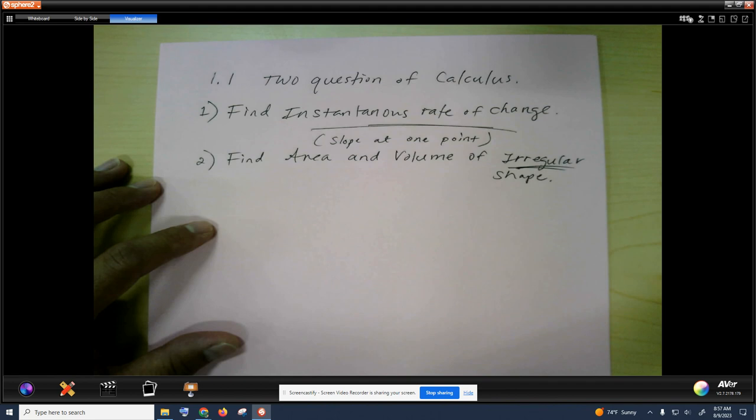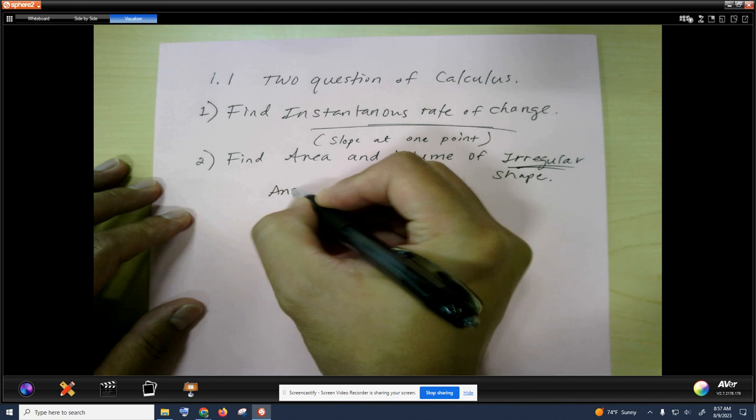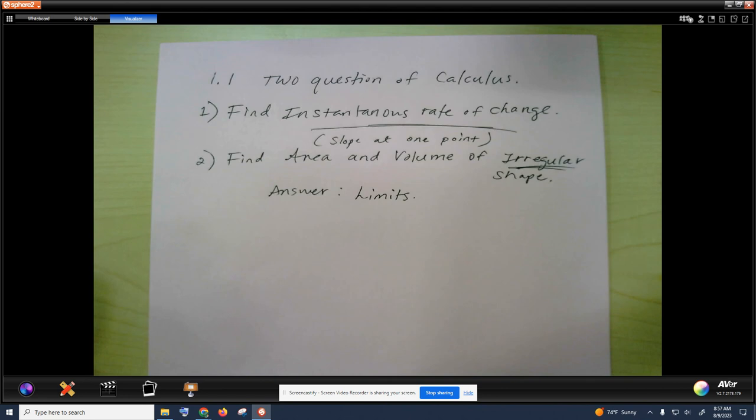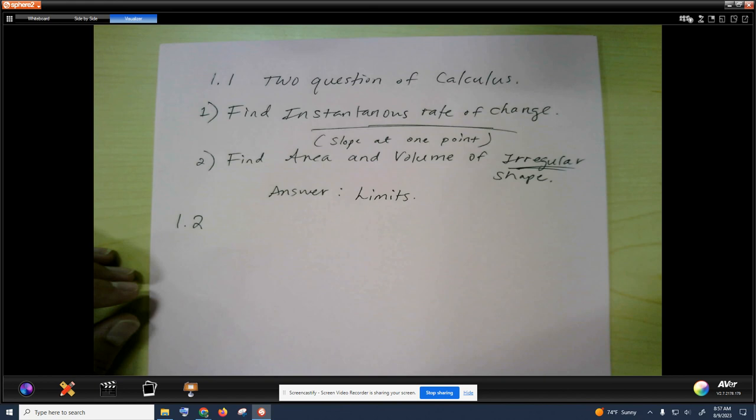And so the answer to both of those is what? Is this concept of limits. So that's where we get into in 1.2. That's all we really need for 1.1. That is what calculus is about, two questions.